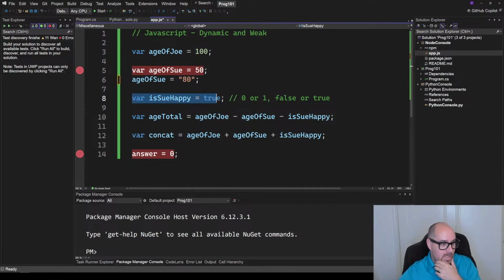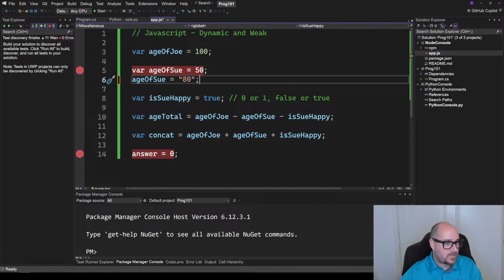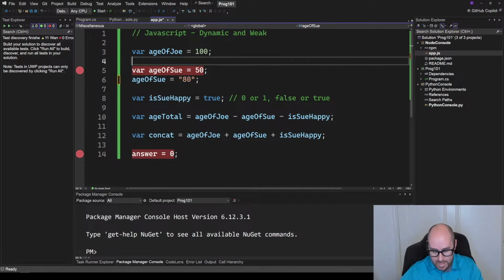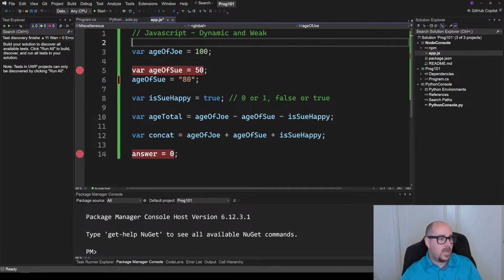So this is a Boolean: Is Sue happy is true. This is a number, which is 50, and this is a string, which is 80. It says 80 as the string, but it really means 80 like I'm saying 80 to somebody. This means 50 as in an actual number that represents an amount called 50. And this is just a string that says 80. So those are types.